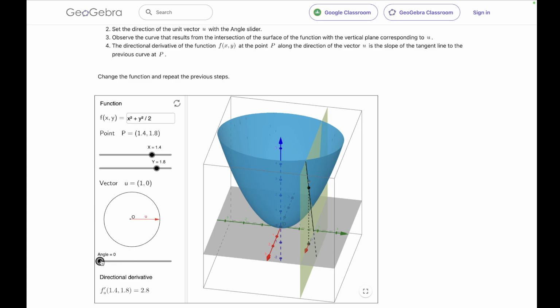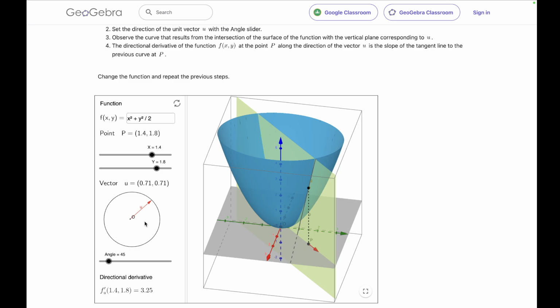If the angle is 45 degrees, say the angle between the x-axis and this u vector is 45 degrees, and this is the corresponding plane. This plane cuts the surface along this curve. This is the curve that results from the intersection of the surface of the function with the vertical plane corresponding to u. This is the u vector.